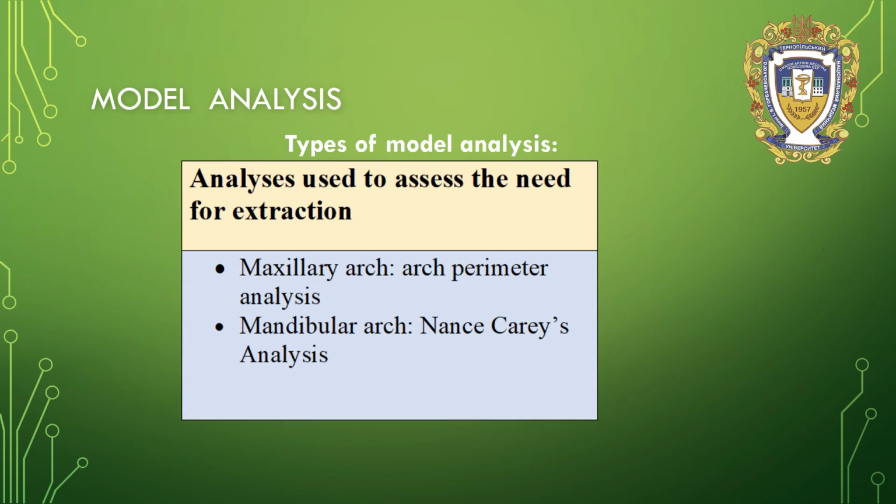Now, what types of analysis are used to assess the need for extraction? We know there are two types of analysis: analysis for the maxillary arch, arch perimeter analysis, and for the mandibular arch, Nance analysis.